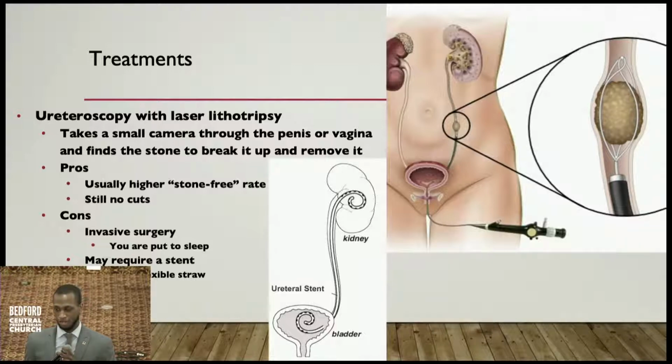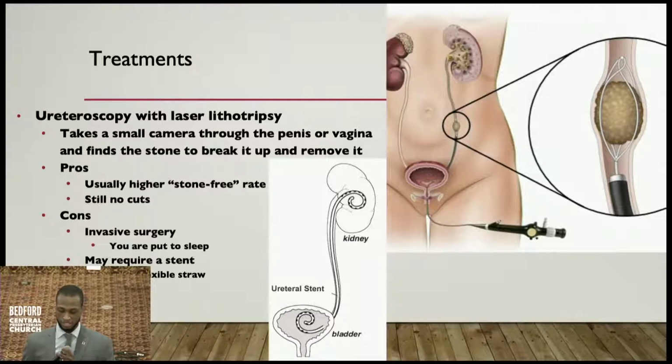The good thing about it is I'm directly there. I can see if there's any other smaller stones. I can take care of those. The chances of there being any stones left over afterwards are very low because I look through all the areas to make sure there's nothing left. Bad thing is it's a full surgery, so you have to go to sleep.